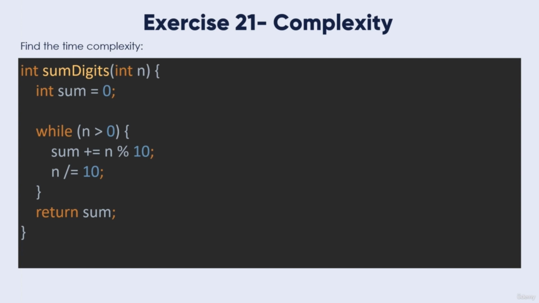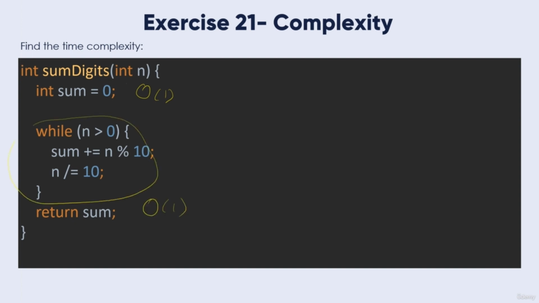Okay, so let's start solving. Pause the video and please try to solve this on your own and comment your solution. I hope you solve this question and you know it. Okay, waiting for your comments. We start with int sum equal to 0. This is O of 1. Return sum, O of 1.